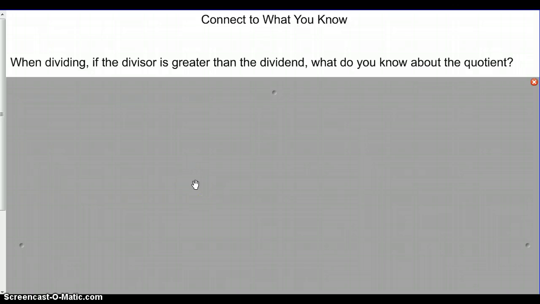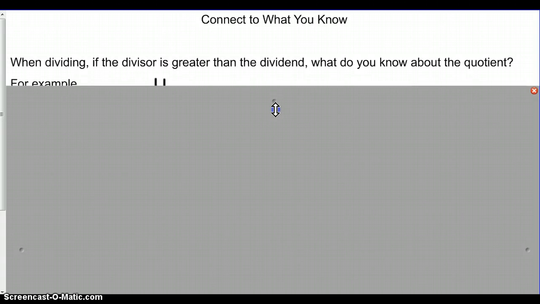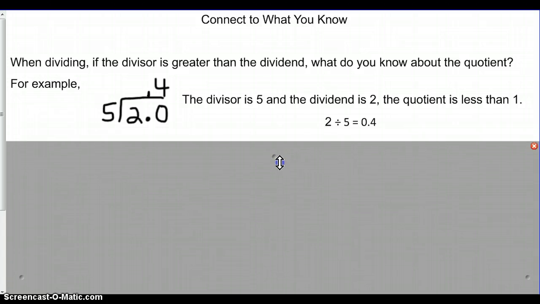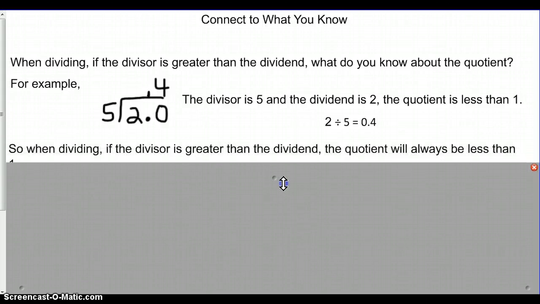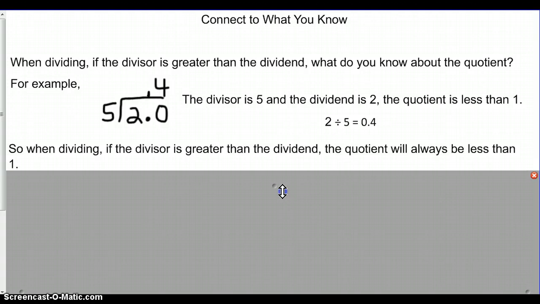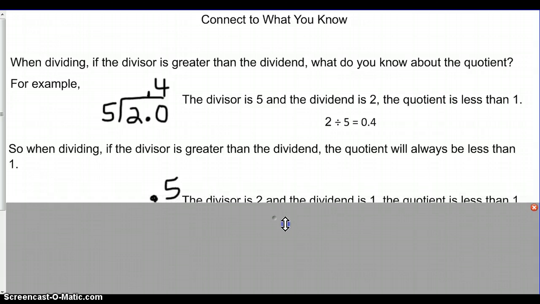Connect to what you know. When dividing, if the divisor is greater than the dividend, what do you know about the quotient? For example, the divisor is 5 and the dividend is 2. The quotient is less than 1. So when dividing, if the divisor is greater than the dividend, the quotient will always be less than 1.